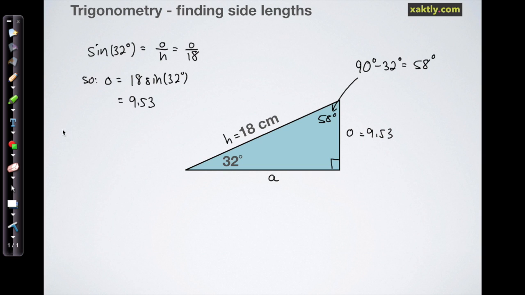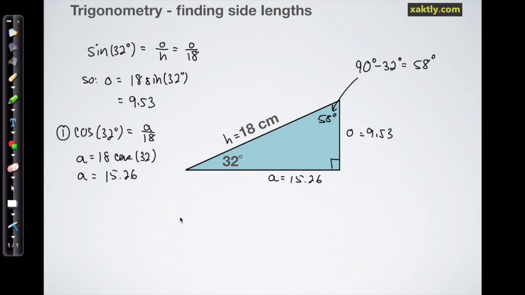Now there's a couple ways I can find this second side. I can use trigonometry, so I'll just write down the cosine function, and I suspect the cosine function because this adjacent side is what's missing. Cosine of 32 is equal to a over 18, and I solve this in just the same way as I did the last one. So a is 18 times the cosine of 32, and if I get out a calculator, I can see that that's about 15.26 for that side.